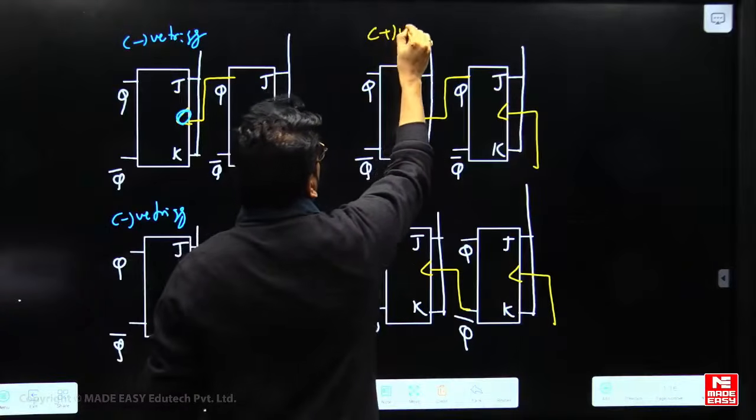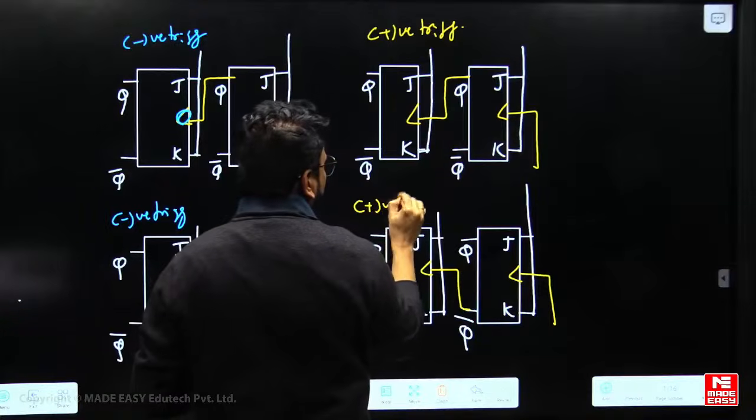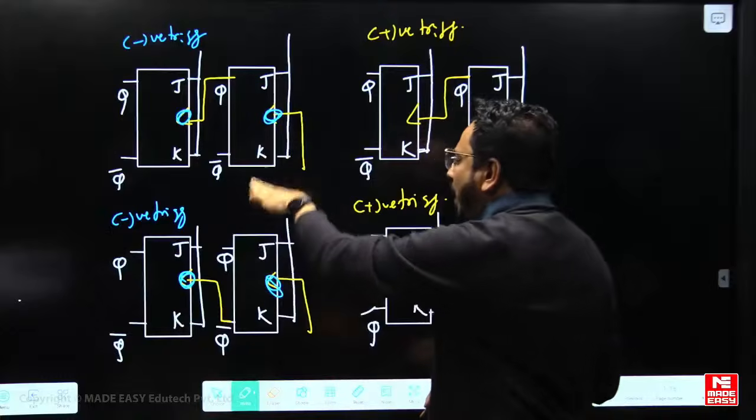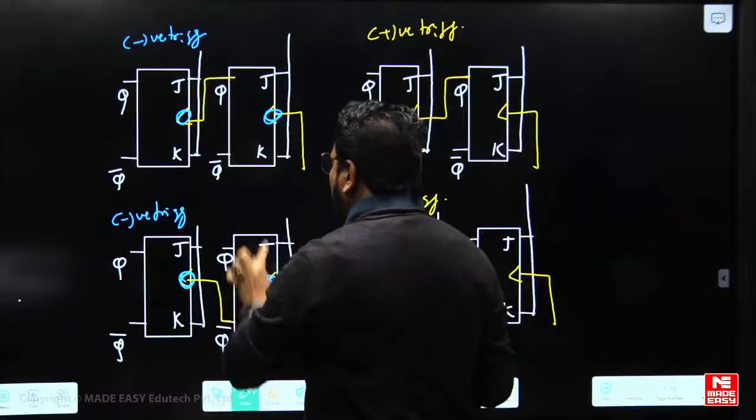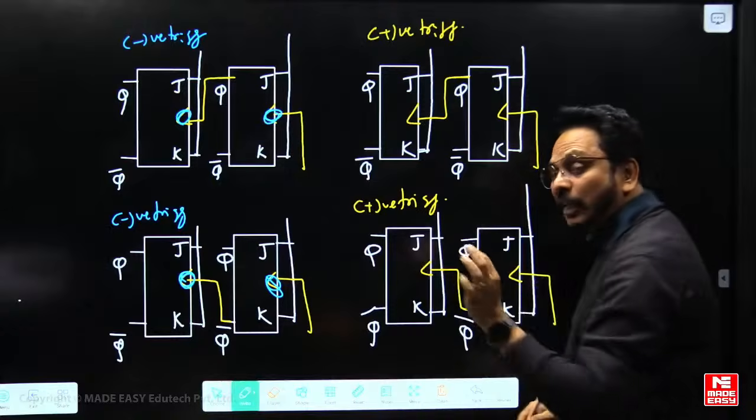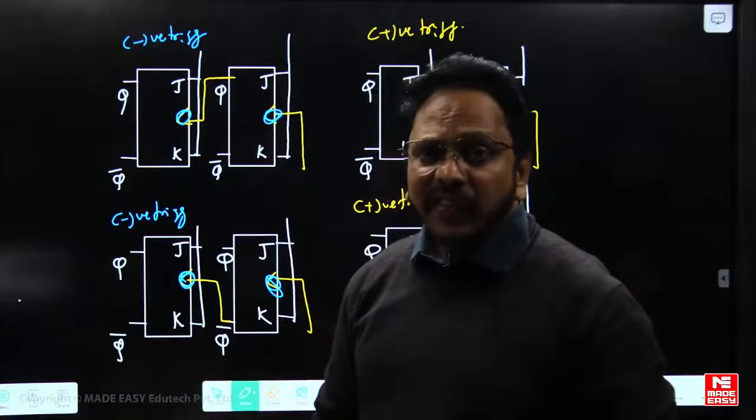So these are positive triggered. This is also positive triggered. Sir, these two are negative triggered because you are saying bubbles are there. Exactly. And here bubbles are not there at the triggering place. That's why these two are positive triggered. Okay, sir. We identified that, sir.